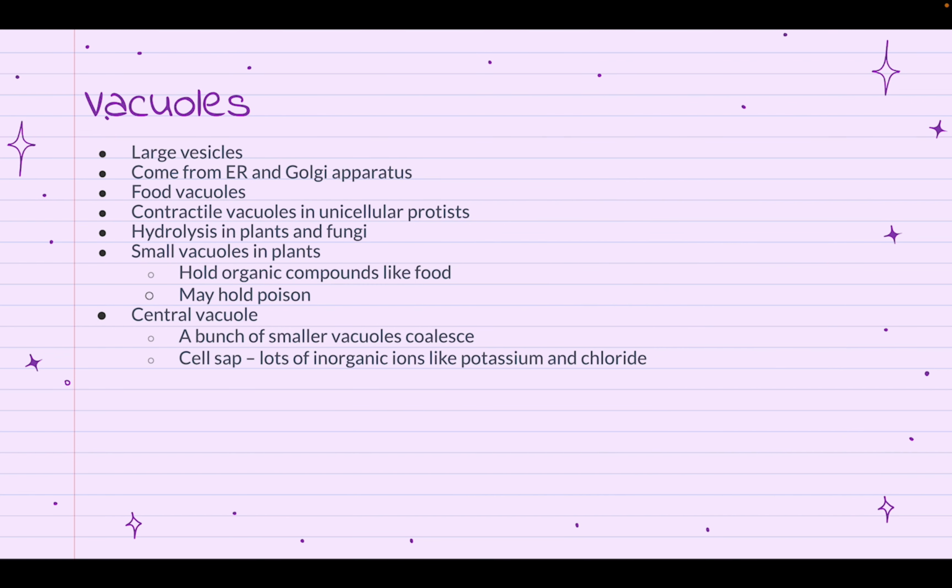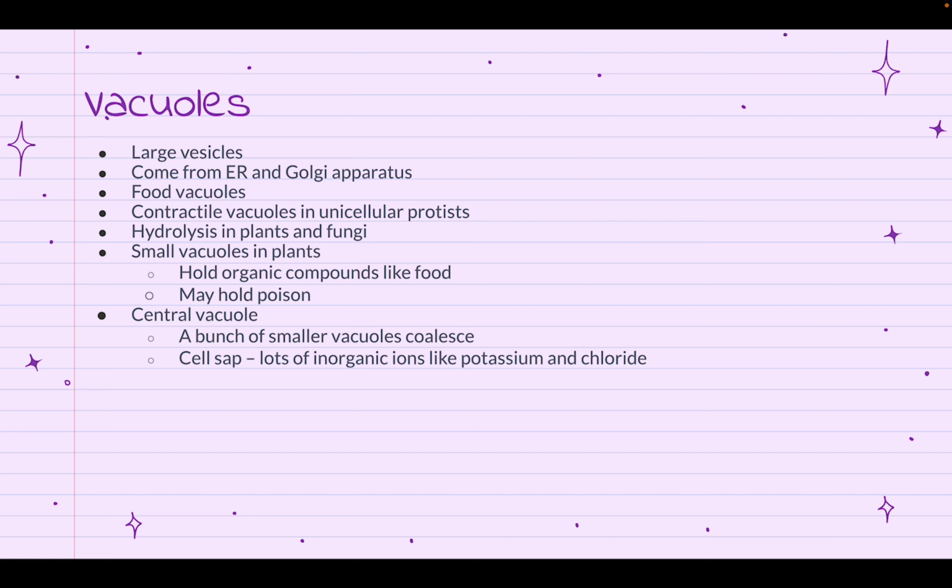All right, so now we'll move on to vacuoles, and vacuoles are essentially large vesicles, and they come from the ER and the Golgi apparatus. You already heard of the food vacuole. There's also this type of vacuole called a contractile vacuole in unicellular protists that live in fresh water.